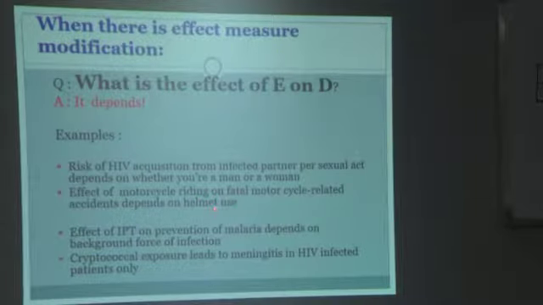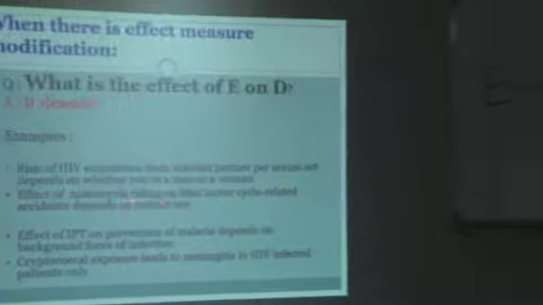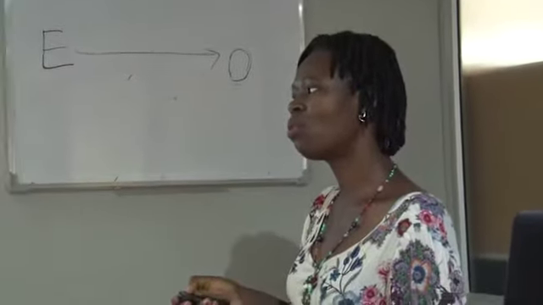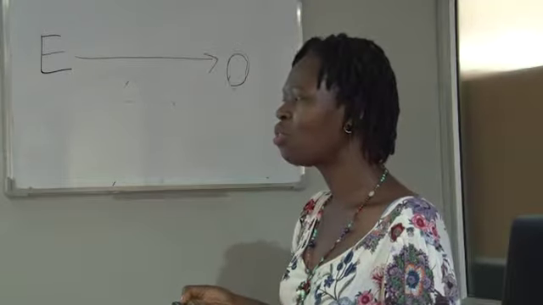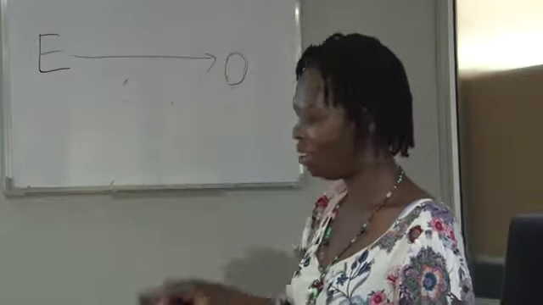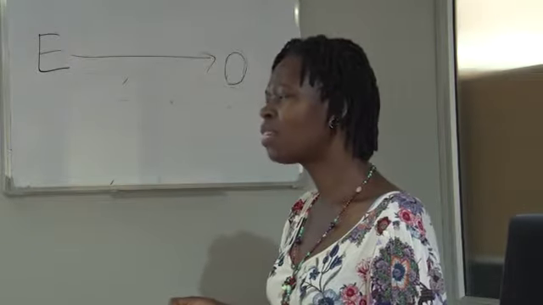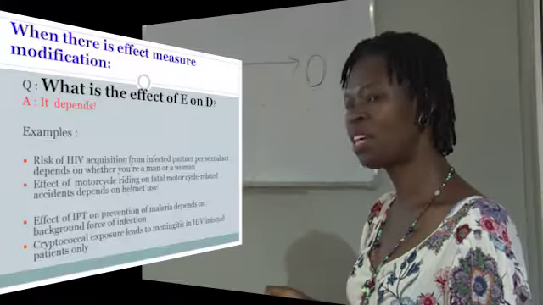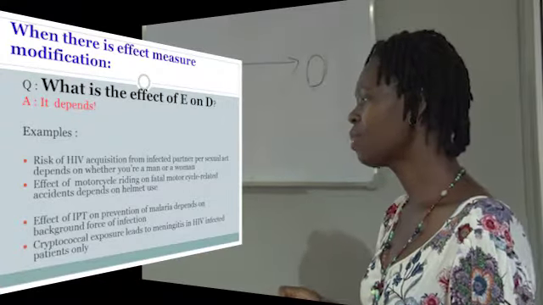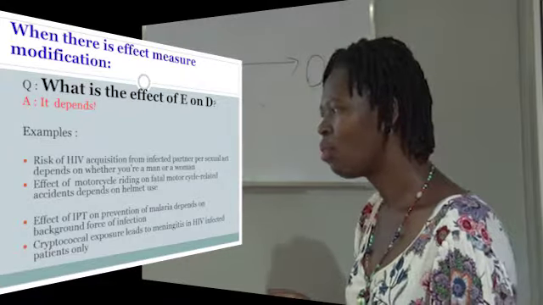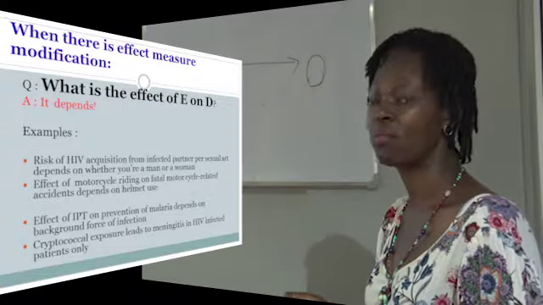Therefore, helmet use modifies the effect of death while riding a motorcycle once you're involved in an accident. If you're wearing a helmet, chances are low, risk is low, the effect is lower. If you're not wearing one, the effect is very high. That is another example. Third example: the effect of intermittent preventive treatment of malaria on preventing malaria depends on how much infection is in the background.